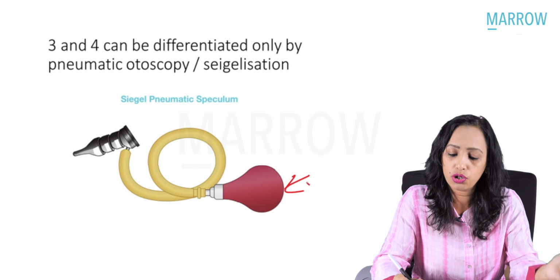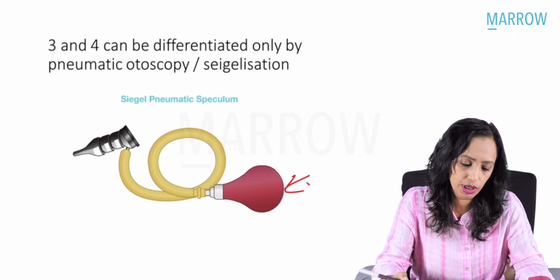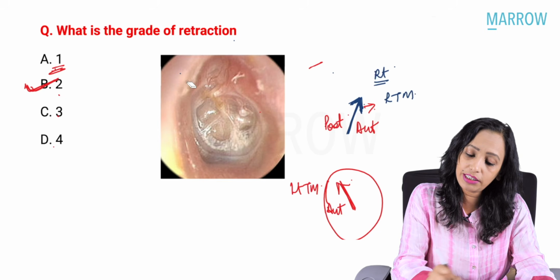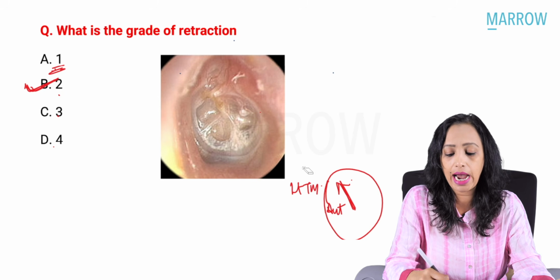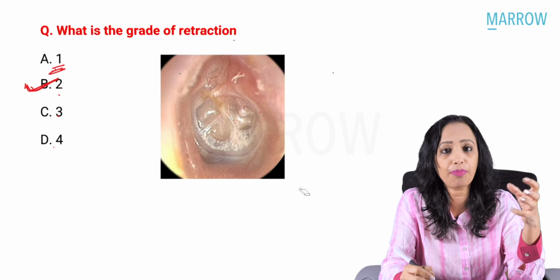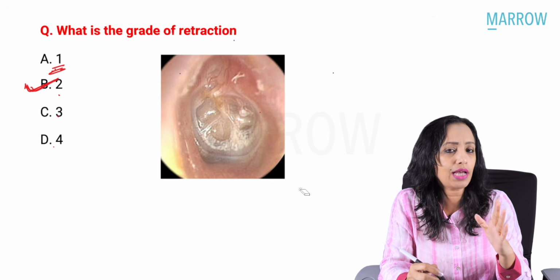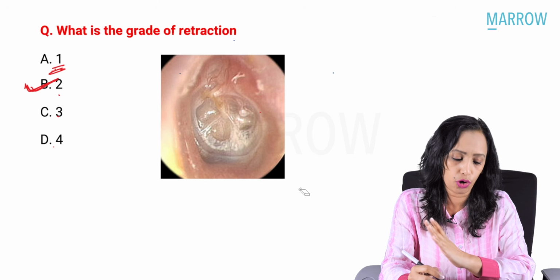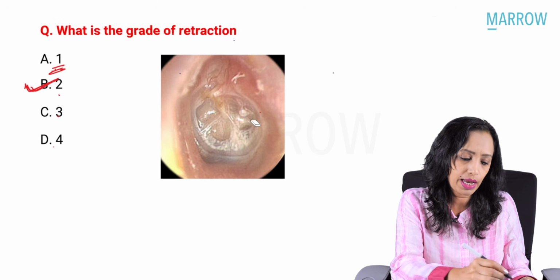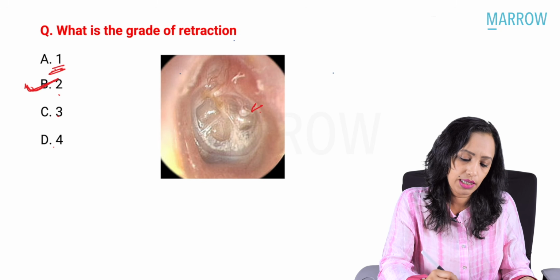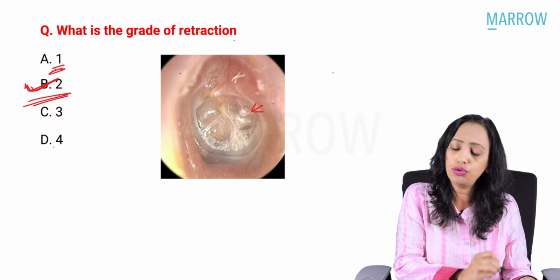So now if we look at this picture again, these are the steps that you have to follow. Nowadays, the identification of the structures of the tympanic membrane or the middle ear structures are asked very commonly. So whenever it is asked, this is the step that you will have to follow. So yes, we can make out that here it is the grade 2 retraction.